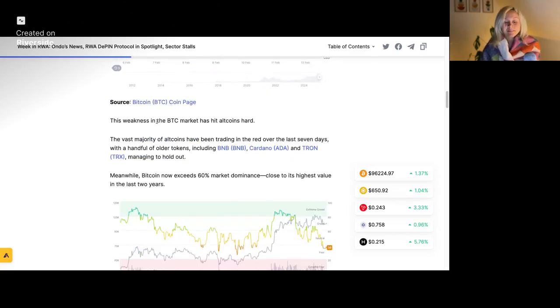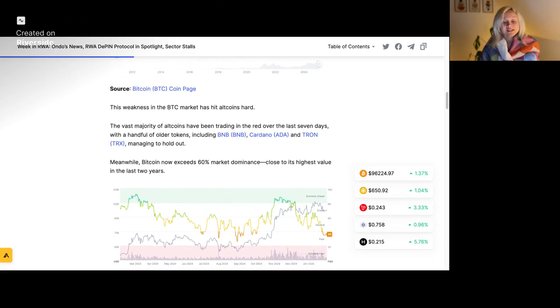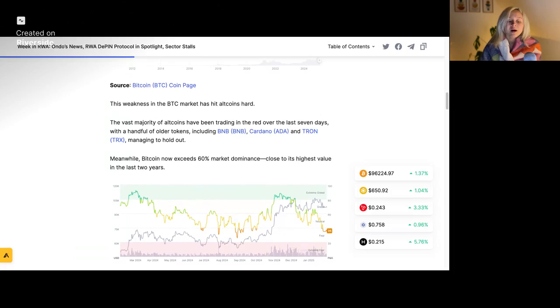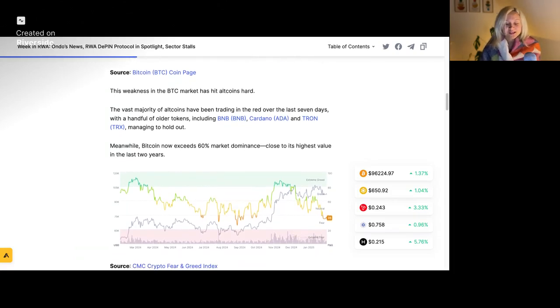This weakness in the BTC market has hit altcoins hard. The vast majority of altcoins have been trading in the red over the last 7 days, with a handful of older tokens including BNB, Cardano and Tron managing to hold out. Meanwhile, Bitcoin now exceeds 60% market dominance, close to its highest value in the last 2 years.